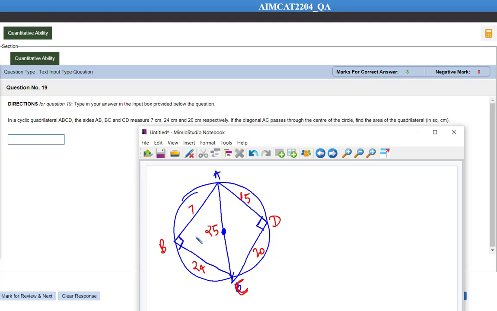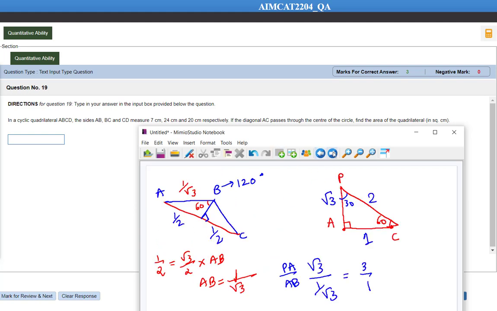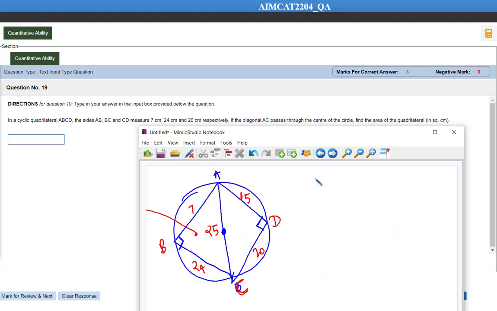Okay, so we need to find the area of this quadrilateral, meaning the area of these two right angle triangles. The area of the left right angle triangle is 1 by 2 into 24 into 7. And the area of the other right angle triangle is half into 20 into 15. That is going to be how much?